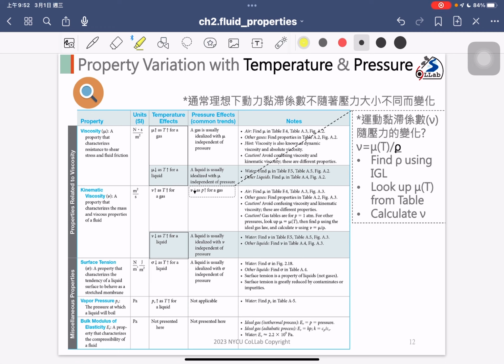Okay, so maybe we have a 10 minute break. And after the break, we will go back to class. And we will step by step look at the different materials with different responses to the temperature and the pressure. Okay.